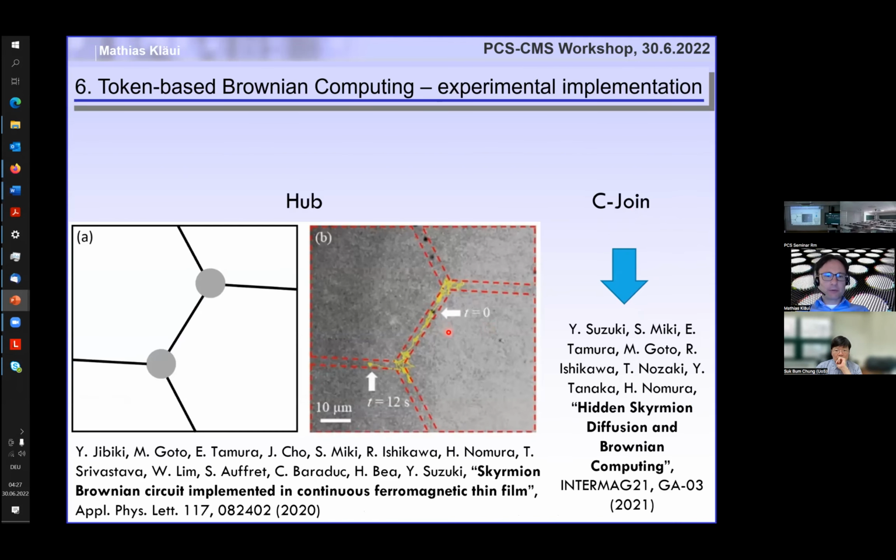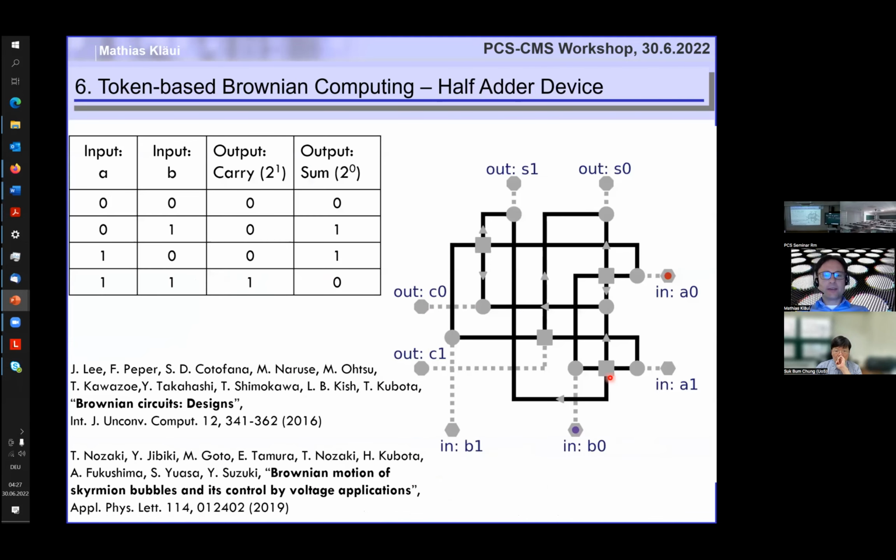So the hub was already implemented in this nice paper here by our colleagues from Yoshiki Suzuki's group. And the C-join was also suggested experimentally in this group here. And so here is an example of a possible logic circuit. And this possible logic circuit actually is a so-called half adder.